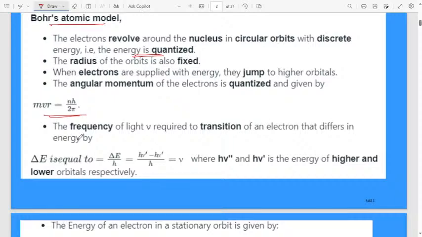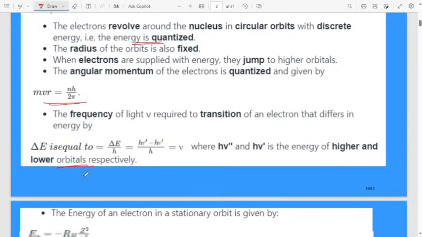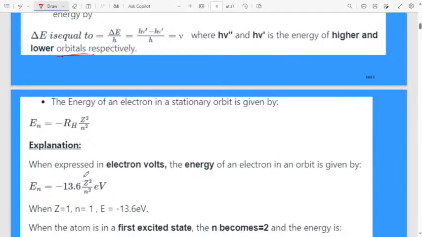The frequency of light, nu, required for the transition of an electron between two levels that differ in energy is given by delta E divided by h, where delta E is the difference between the energies of the higher and lower energy orbits respectively. This is the Bohr model.